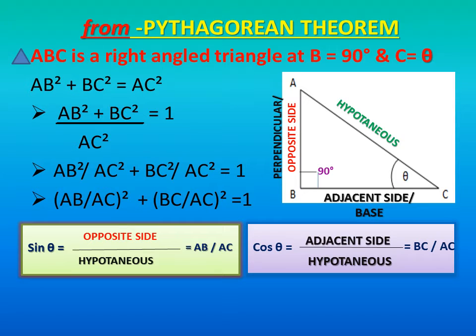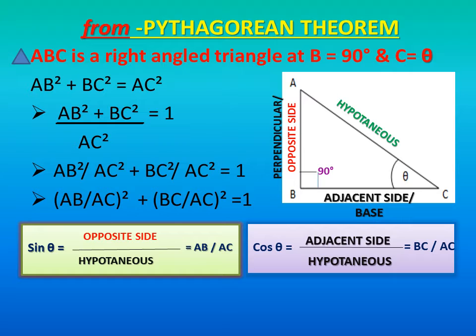Cos theta will be the adjacent side upon the hypotenuse to the angle theta. So what is the adjacent side in this figure? The adjacent side to this angle theta will be BC. And the hypotenuse obviously will be AC, which is opposite to the 90 degree angle. So cos theta is BC upon AC. Now you can see here we get AB upon AC and here BC upon AC.